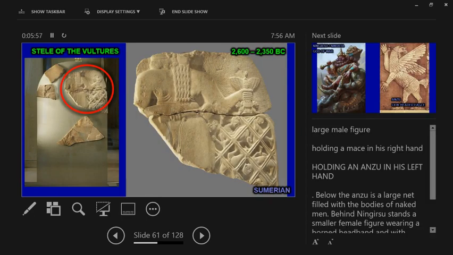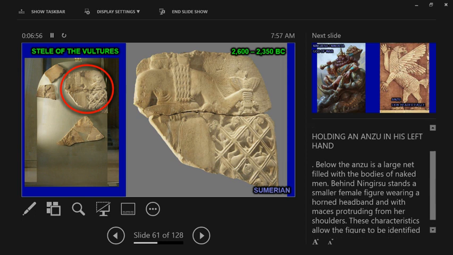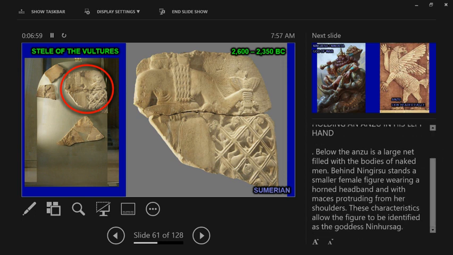And then in this section, this is the mythological section, or the side. There's a large male figure holding a mace in one hand. That's the mace. And he's holding an anzu in his left hand. And below the anzu is a large net filled with the bodies of naked men. And behind this figure stands a smaller female figure wearing a horned headband, with maces protruding from her shoulders. Anyways, I bet you're wondering what an anzu is, right? What's an anzu that he's holding?